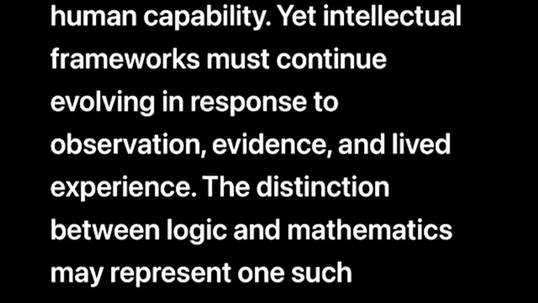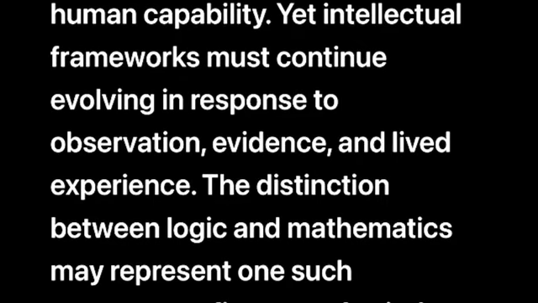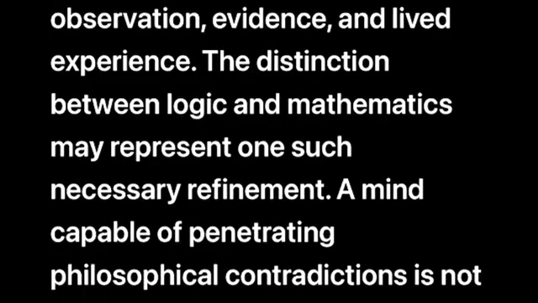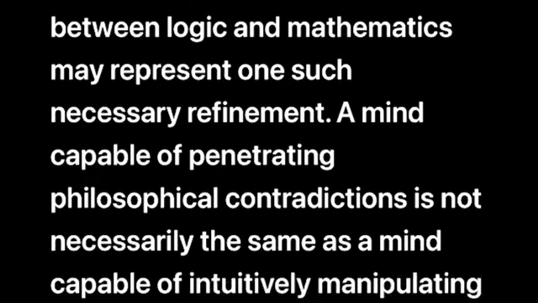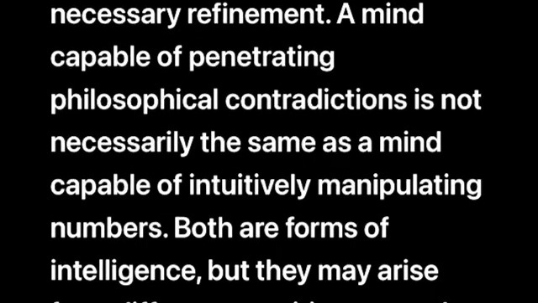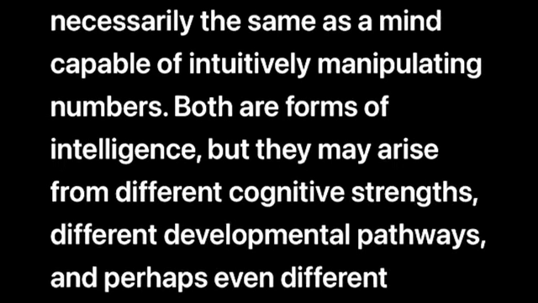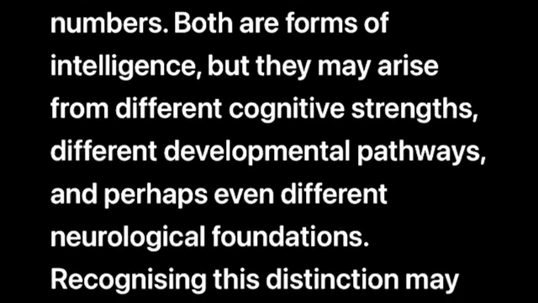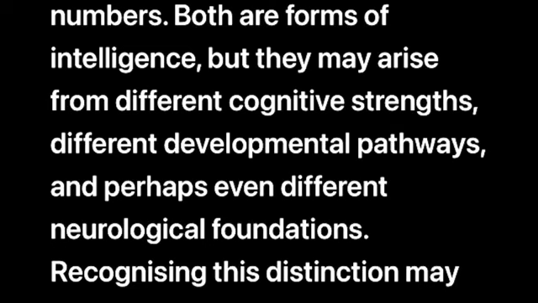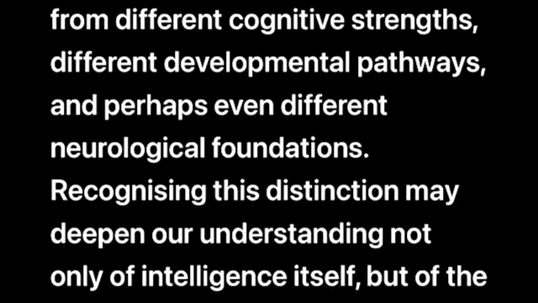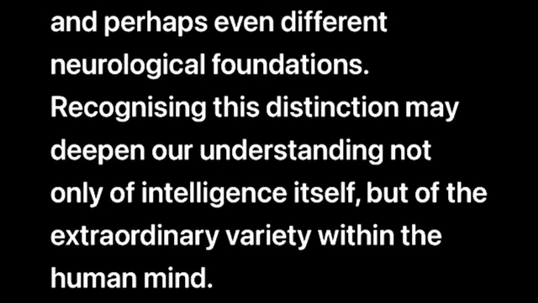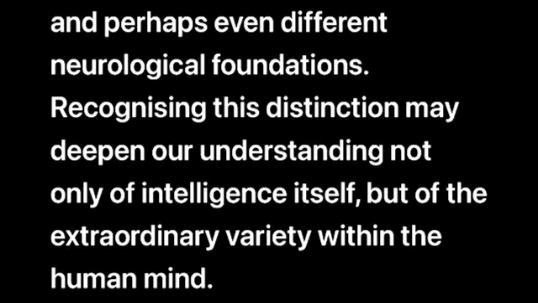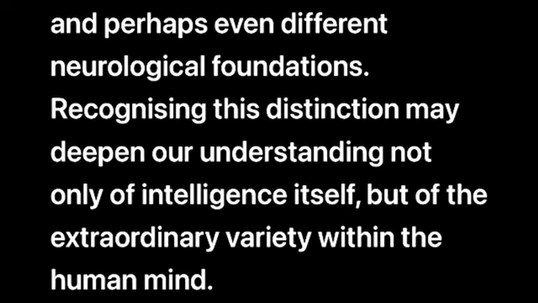Yet intellectual frameworks must continue evolving in response to observation, evidence, and lived experience. The distinction between logic and mathematics may represent one such necessary refinement. A mind capable of penetrating philosophical contradictions is not necessarily the same as a mind capable of intuitively manipulating numbers. Both are forms of intelligence, but they may arise from different cognitive strengths, different developmental pathways, and perhaps even different neurological foundations. Recognizing this distinction may deepen our understanding not only of intelligence itself, but of the extraordinary variety within the human mind.